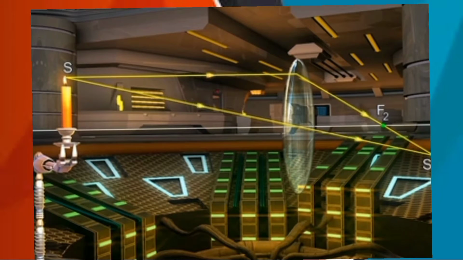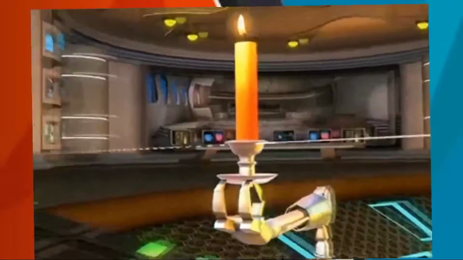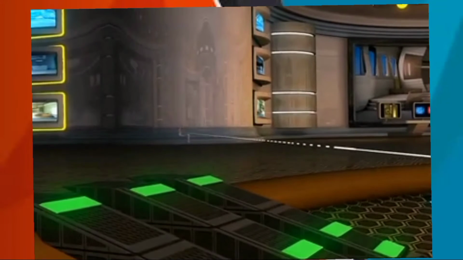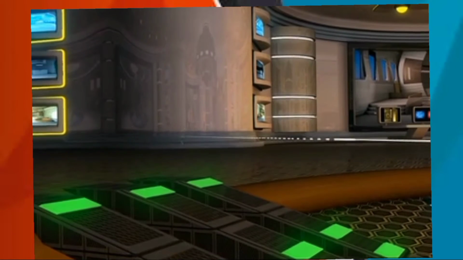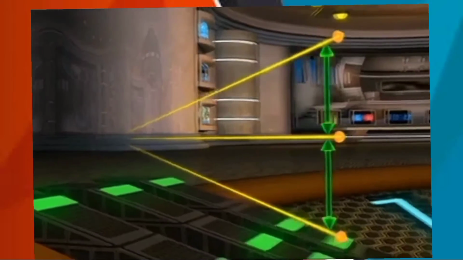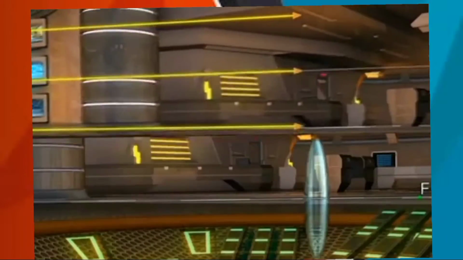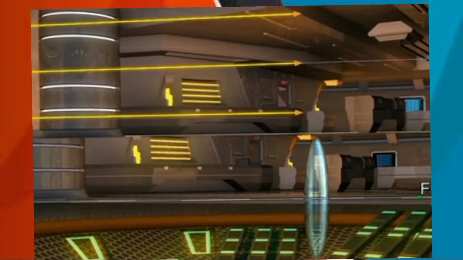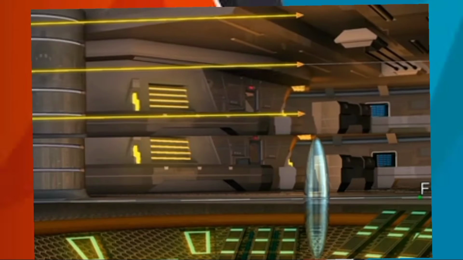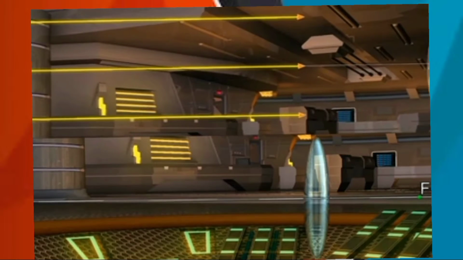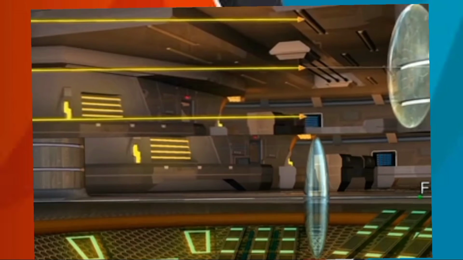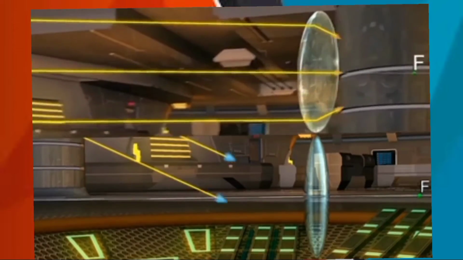But the image of an object changes depending on the object's distance from the lens. Firstly, when the object is positioned at an infinite distance, the rays coming from the object will be parallel to each other. These parallel incident rays can be of two types. 1. These rays can be parallel to the principal axis of the lens. And 2. They may not be parallel to the principal axis of the lens.